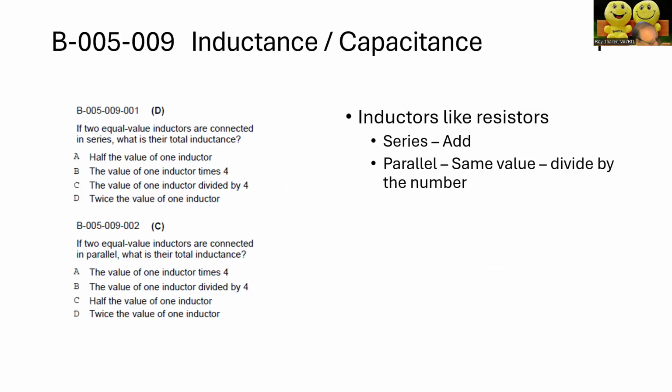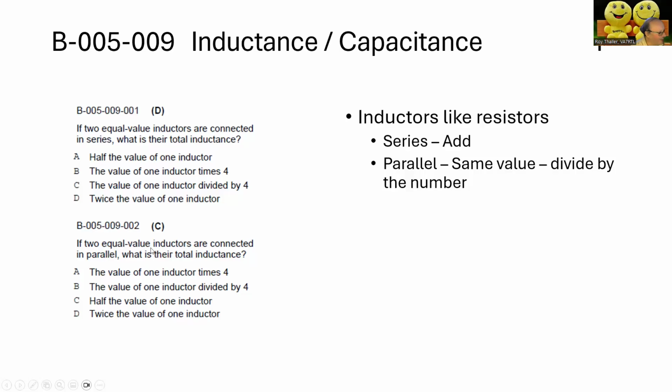So now we get into inductors and capacitors. The thing to remember here is that an inductor behaves similarly to a resistor when put in series and parallel. So if two equal value inductors are connected in series, what would be the total inductance? You just add the two together, so it would be twice the value of one inductor. So the correct answer would be D.